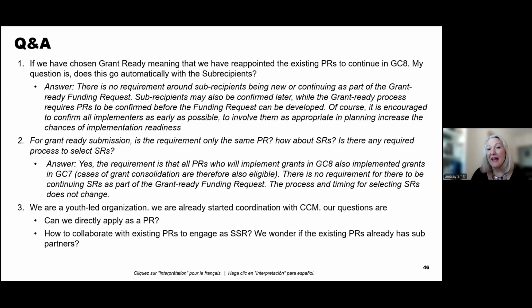All this is true, and I also think something that is important that is alluded to in the question is whether or not, if an existing principal recipient is chosen by the CCM, nominated for Grant Cycle 8, this means that automatically all the subrecipients that worked with that PR in Grant Cycle 7 would also continue? The answer to that is no.